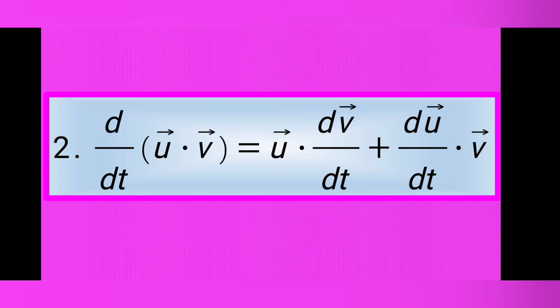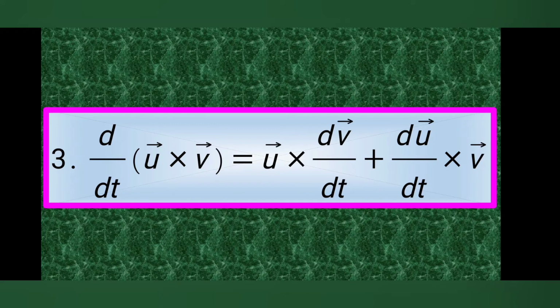The third one is the derivative of the cross product of two vectors, which is equal to the cross product of the first vector and the derivative of the second vector, plus the cross product of the second vector and the derivative of the first vector. That is, d/dt of (u × v) is equal to u × dv/dt + v × du/dt.